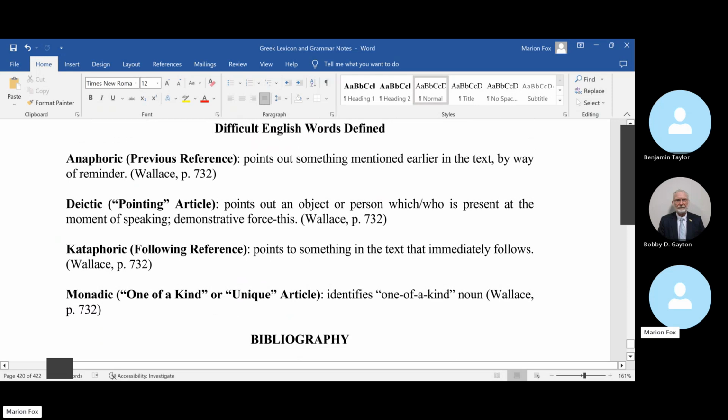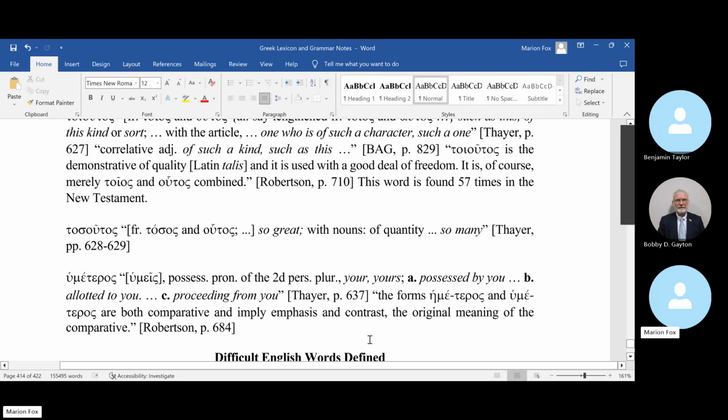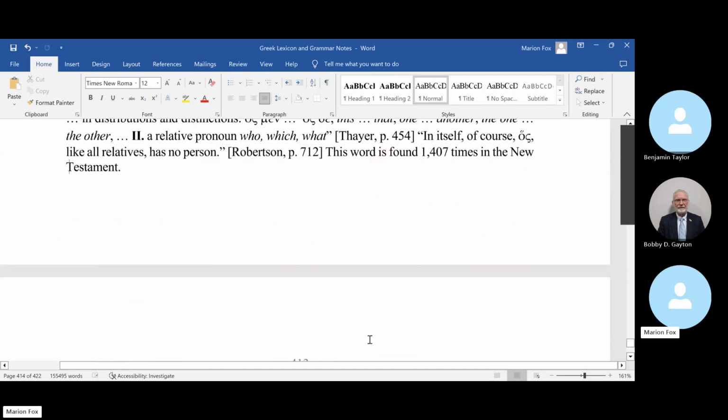But I also have, right at the end, difficult English words defined that are used by the various sources that I quote. Anaphoric, right here, anaphoric, didactic, cataphoric, and monodic. This is what those words mean. You'll hear them cited. Wallace uses all of these words. Some other sources use them too, and you may read them in various Greek books. So that'll help you. I put all of my pronouns right at the end.